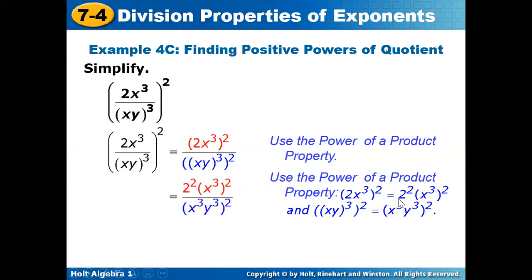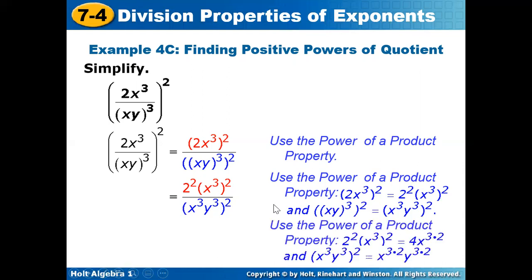So up top, right, we had 2 squared, x cubed, that whole term squared, and then we have this whole term, right? We converted xy to the third to x to the third, y to the third. That whole term is now the second power, right? Just take it step by step. Power of a power again, right? So 2 squared, it's not in parentheses, it stays by itself. And then you got x cubed to the second power, right?